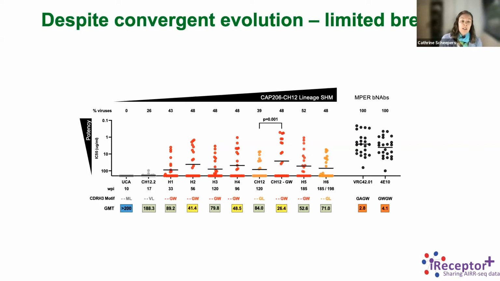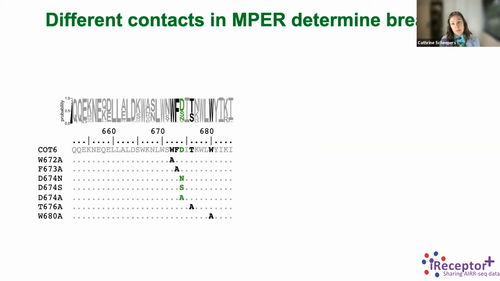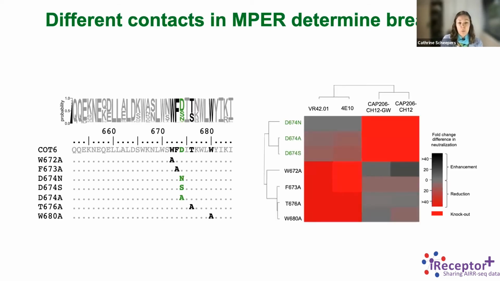Because these antibodies all target the same part of the virus, we thought it might have something to do with the interaction of the antibodies with the virus. So what we did then was mutate the part of the MPER that all of these antibodies bind to. We mutate these individual residues, and then we test the ability of those antibodies to neutralize these different viruses. What you're seeing here is a heat map of the fold change in neutralization, where red means that the antibody can no longer neutralize the virus that it could neutralize in the wild type version.